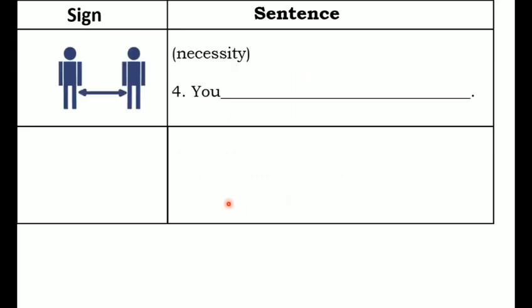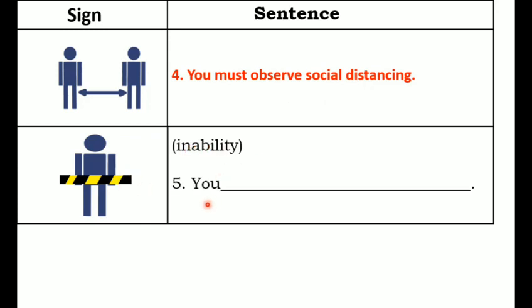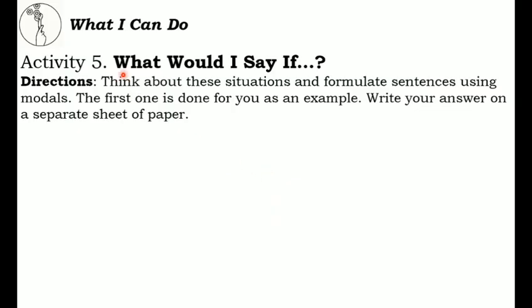Okay. Number 4, this picture tells about necessity. The answer, you must observe social distancing. Number 5, this picture tells about inability. Answer, you cannot enter. All right. Next, what I can do. Activity number 5, what would I say if?